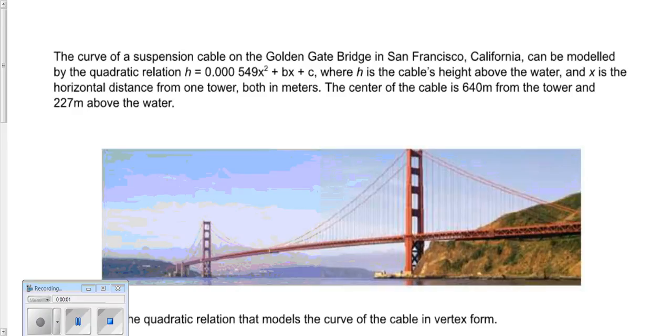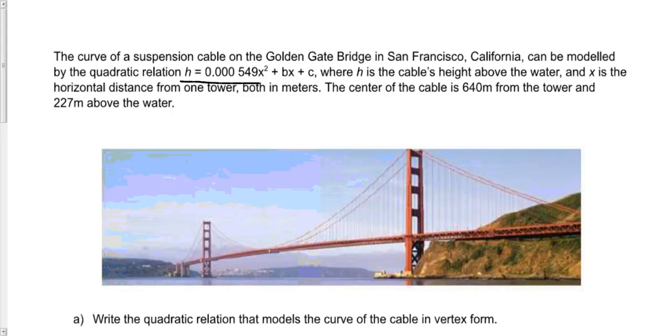So lastly, we're going to attempt to look at an application question where we're going to use a quadratic equation to solve a particular problem. In this case, we're looking at the curve of a suspension bridge, the Golden Gate Bridge in San Francisco. And it can be modeled by the quadratic equation given to us right here.